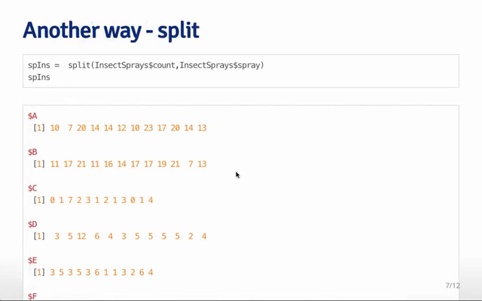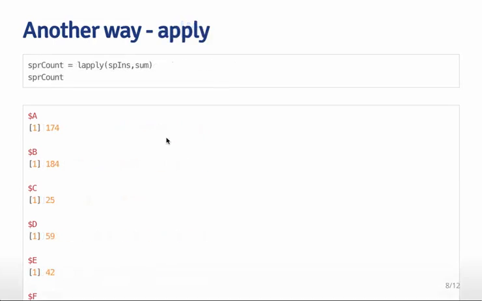Another way is what's called split, apply, combine. You can imagine that you want to take the insect spray counts and split them up by each of the different sprays. You can do that with the split function in R, and what you end up with is a list where you get the list of the values for A, the list of the values for B, the list of the values for C, and so forth. That's the split part of the split, apply, combine.